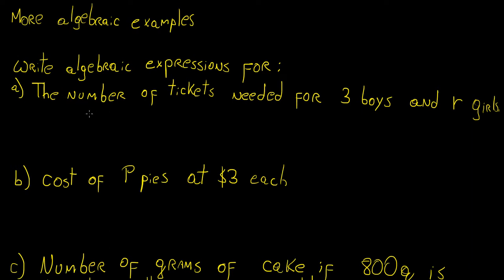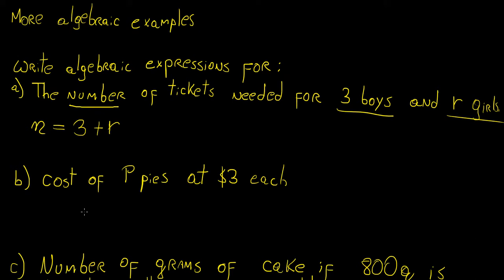We want to find an expression for the number of tickets that is needed for 3 boys and R girls. So immediately we notice there are 3 variables involved here. We have the number of tickets, there are 3 boys and R girls, so this is just going to be any number. So how many tickets do we need for this quantity and this quantity added together? Well, let's say that the number of tickets is n, then that's going to be equal to 3 tickets, which correspond to the boys, plus the number of tickets that correspond to girls, so that's going to be R. So in this case, that would be the expression for this particular question.